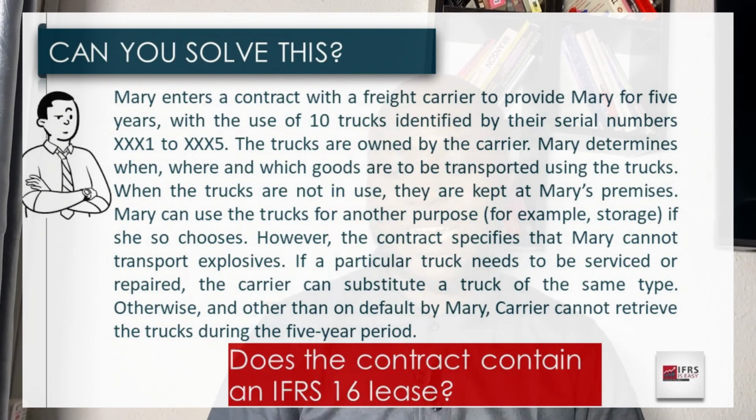So does the contract contain an IFRS 16 lease? You will want to consider those 3 items that we mentioned earlier. Is there an identified asset? Does the customer have substantial economic benefit from use of the asset? And does the customer have the right to direct the use of the asset? Once you're able to establish those 3, then you'll be able to answer this question of whether this scenario contains a lease or not. So that's it about identifying leases.